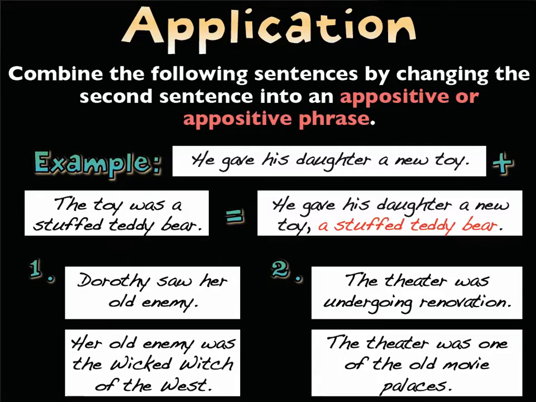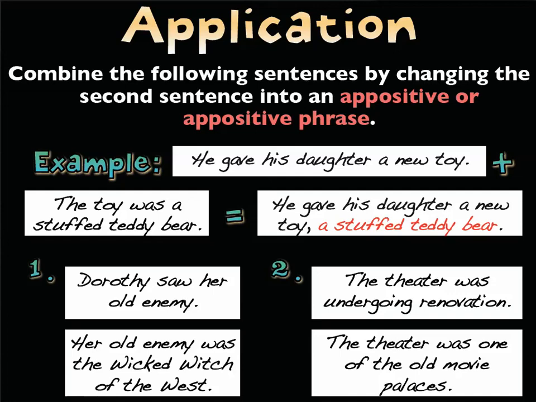Here's another application for you. Please combine the following sentences by changing the second sentence into an appositive or an appositive phrase. For example, the first sentence, he gave his daughter a new toy. The second sentence, the toy was a stuffed teddy bear. So you want to change that into one sentence consisting of an appositive or an appositive phrase. So here's the mixed-up sentence. He gave his daughter a new toy, a stuffed teddy bear. That appositive phrase is further modifying what that toy is.